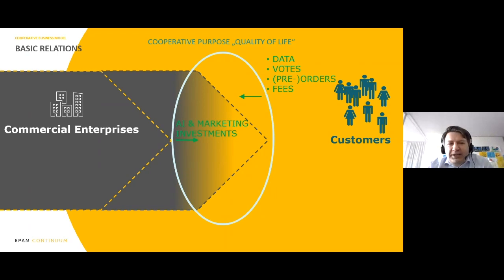Let's talk about the basic relations within this cooperative. So imagine that the investments that companies are doing into marketing and artificial intelligence are partially going to go into that cooperative construction. Okay, and the customers would provide the data, the votes, and execute pre-orders, as well as pay fees to be within this cooperative.